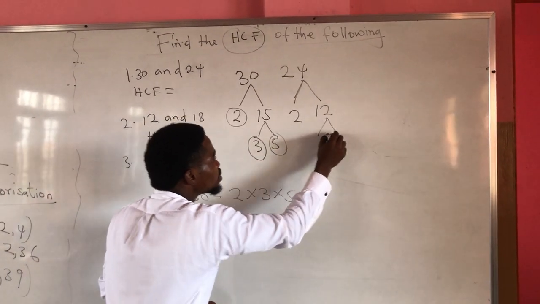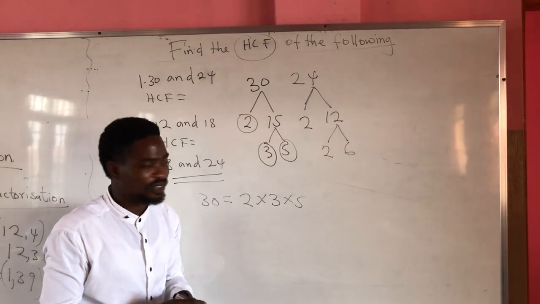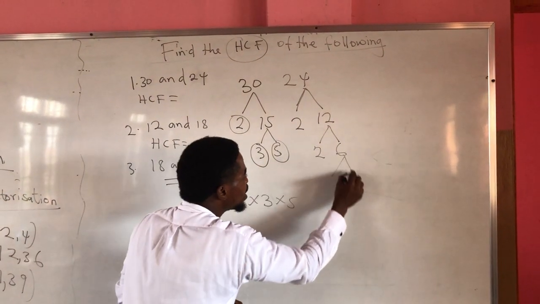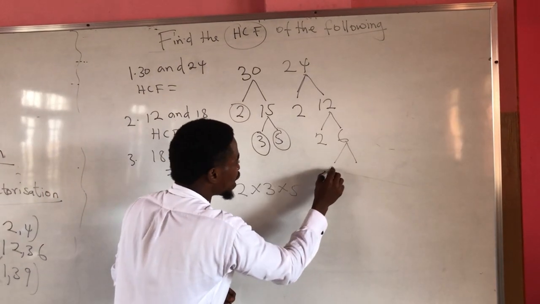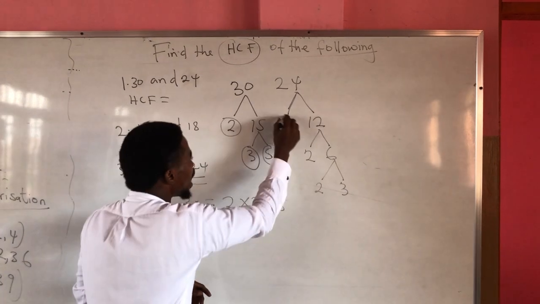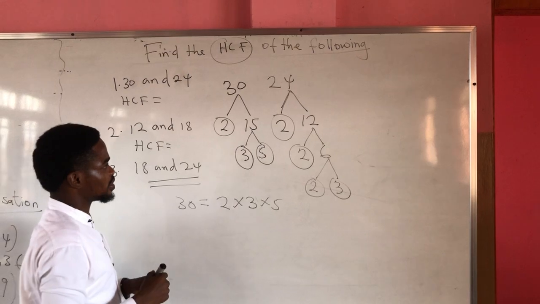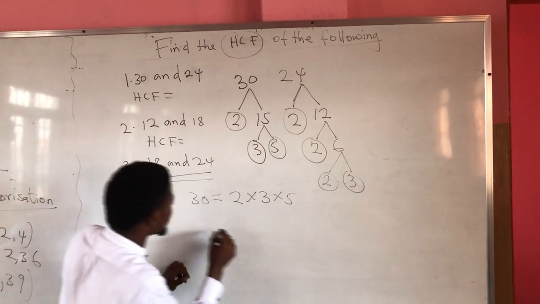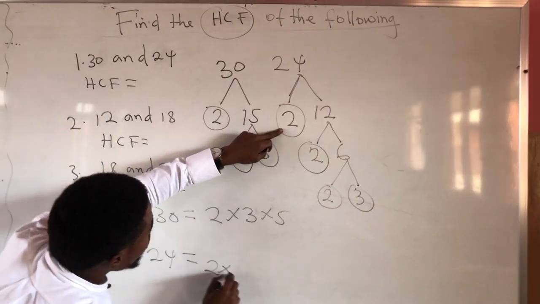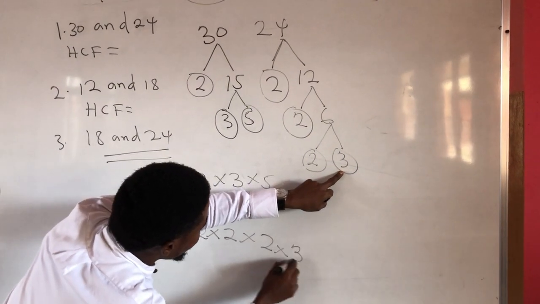We break down 12, which gives us 2 times 6. And we can still break the 6 down, which gives us 2 times 3. Now this is the last one. We circle this one, this, and this. So we write it as 24 equals 2 times 2 times 2 times 3.